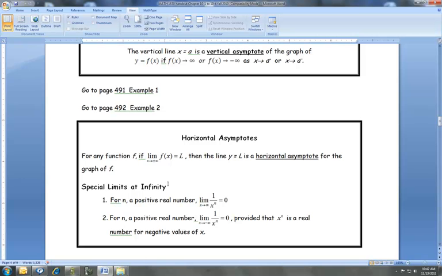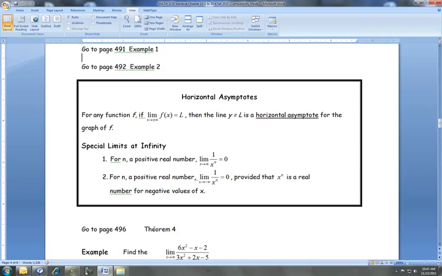Now special limits at infinity. For n, a positive real number, if you take a limit of 1 over x raised to whatever power you want as x goes to positive infinity, this thing gets smaller and smaller and smaller, and technically it goes towards 0. Likewise, if n is a positive real number, the limit of 1 over x to the n as x goes to negative infinity also goes to 0, provided that x raised to the n is a real number for negative values of x.